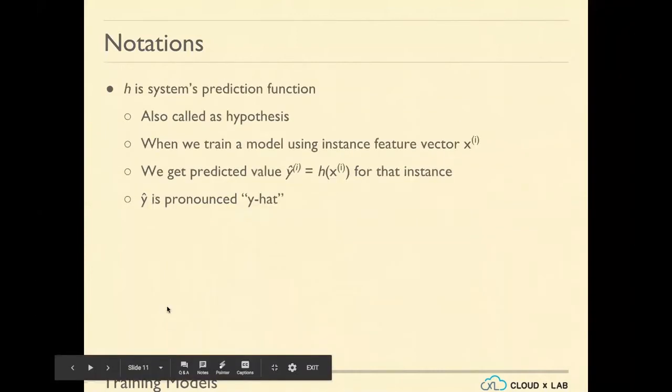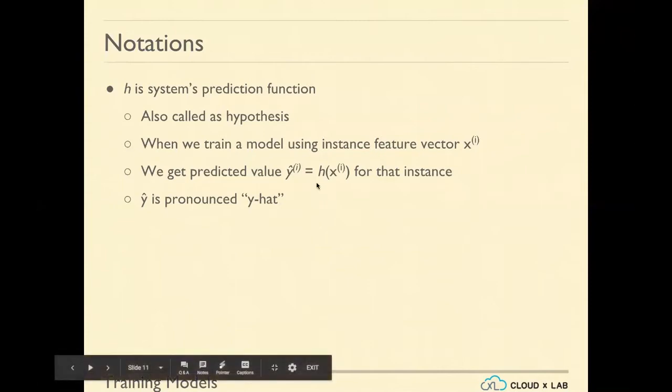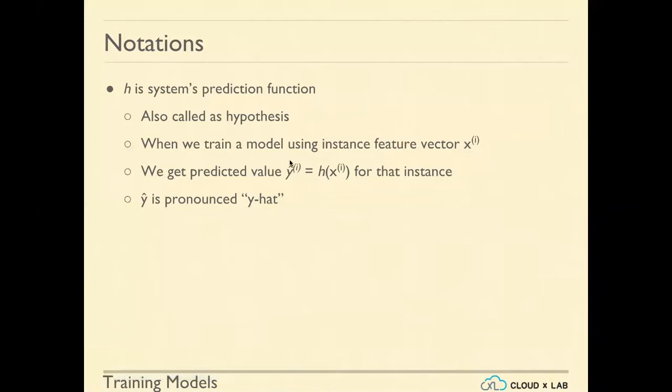Now, so far everything is okay. Now, the H means hypothesis. H we will be using for systems prediction function. When we train a model using instance features like xi, we get the predicted value y hat. So H is that model that we will have to come up with as part of machine learning. We will figure out H.